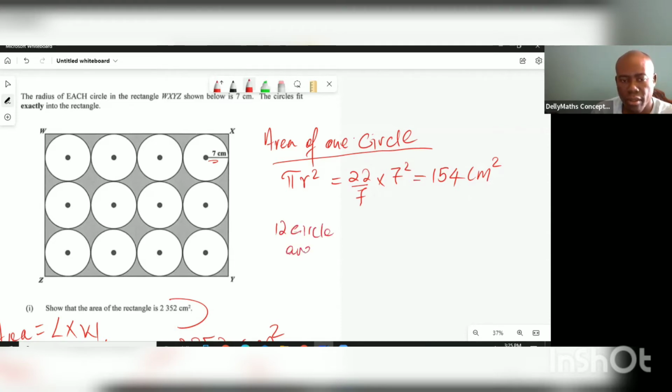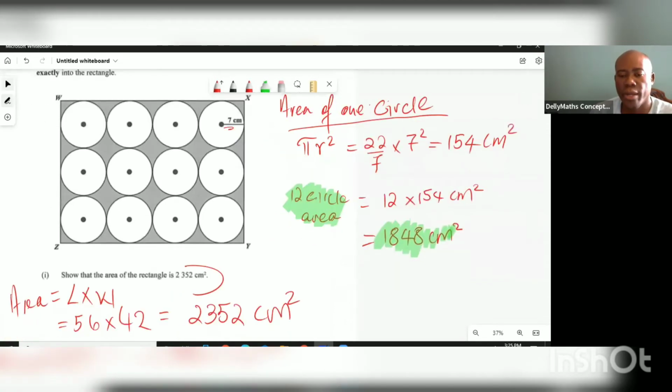So talking about the area of 12 circles, it's simply 12 times 154. All right. So we're going to have this times 12, and that's about 1,848 centimeters squared, right? So for the 12 circles, we would have had that. So this is the number that we need to go in combination with the area of the rectangle.